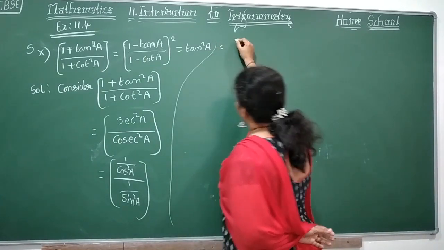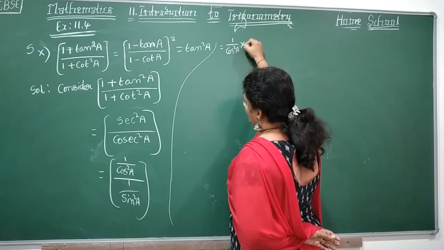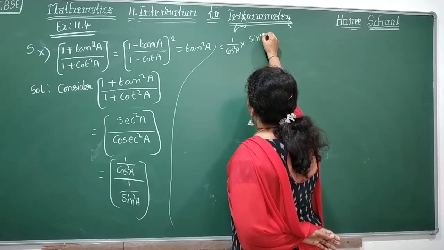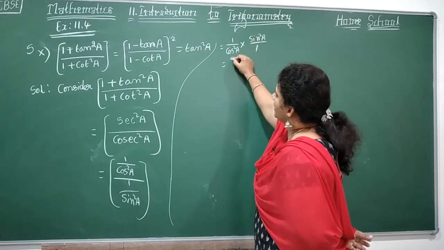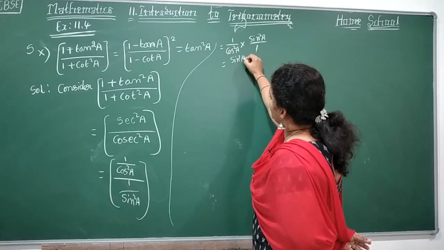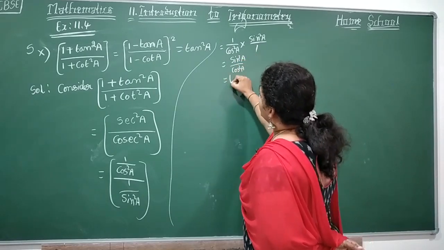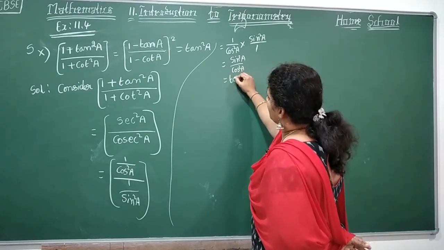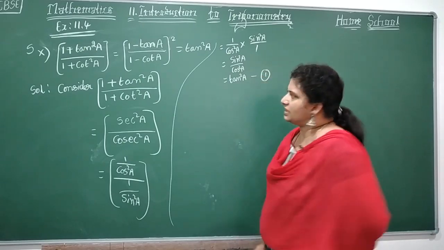Bring it here. How do you bring it to the numerator? 1 by cos square A into sin square A by 1. So look here, children. Multiply sin square A by cos square A. It is nothing but sin theta by cos theta. It will be tan square A. Okay, this is your first equation.